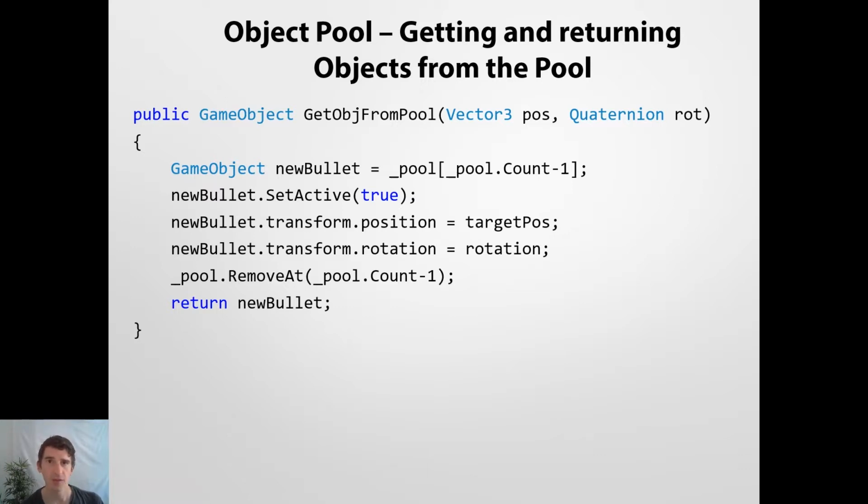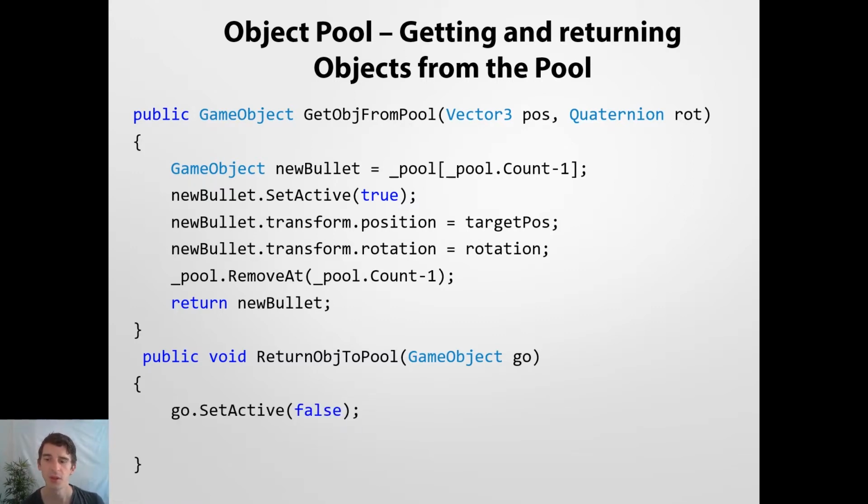And when this object then is no longer needed, we don't destroy it, we put it back into the pool. And that's why I've created another method here. It's called returnObjectToPool. And it has a parameter, which is a game object. And this parameter is just the object you want to return to the pool. And we first set it to inactive, and then we add it back into the pool. That's everything you need. That's the design pattern, basically.